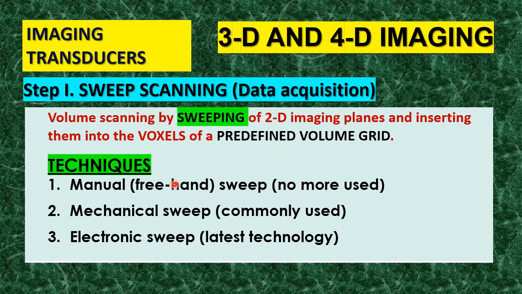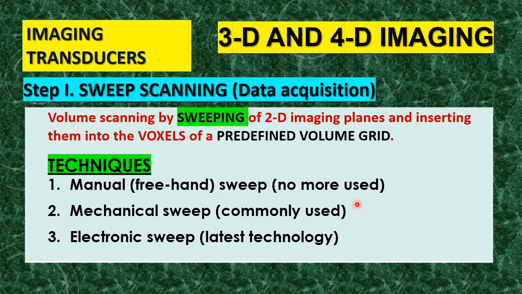But now we are in the process of sweeping. Here we have three methods of sweep. There's manual sweeping, and this is sometimes called the freehand sweep. Okay, and this is no more used. It's one of the very old techniques of acquiring 3D imaging by manual sweeping, but it's no longer in the market.